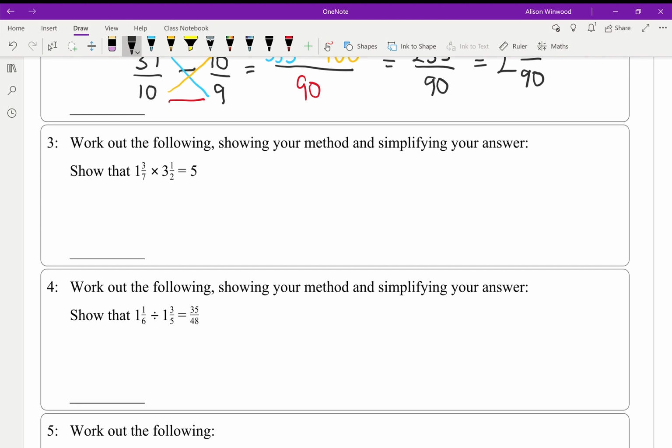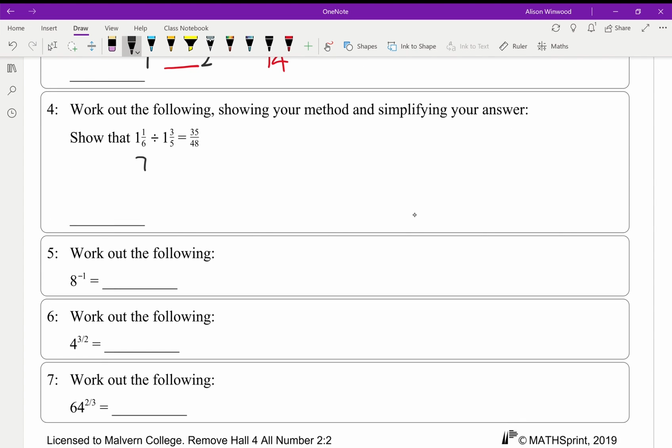Still with fractions, so still convert to top heavy. Because it's multiply, we just multiply the numerators, multiply the denominators, and then simplify the resulting fraction.